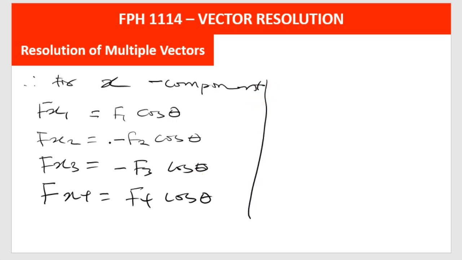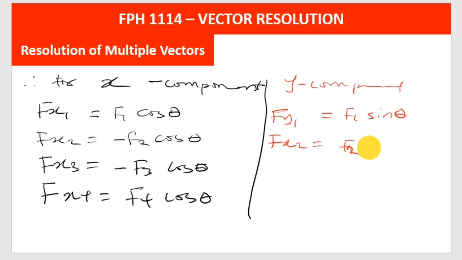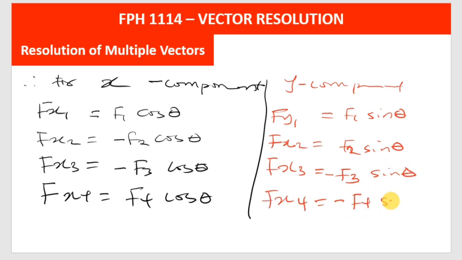If we bring the one for the y, this is the y component. We still have fy1 to be equal to what? f1 sine theta. Then we have fy2 to be equal to f2 sine theta. fy3 to be equal to what? Minus f3 sine theta, and then fy4 is equal to minus f4 sine theta. So this is what we have.